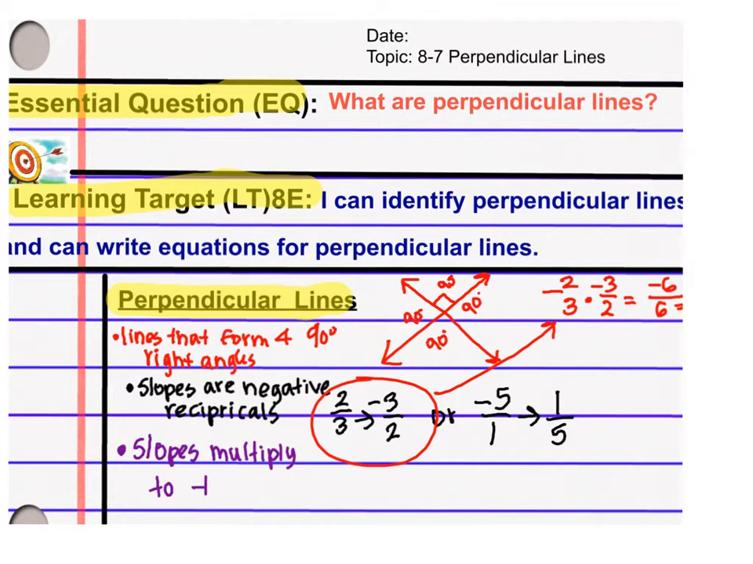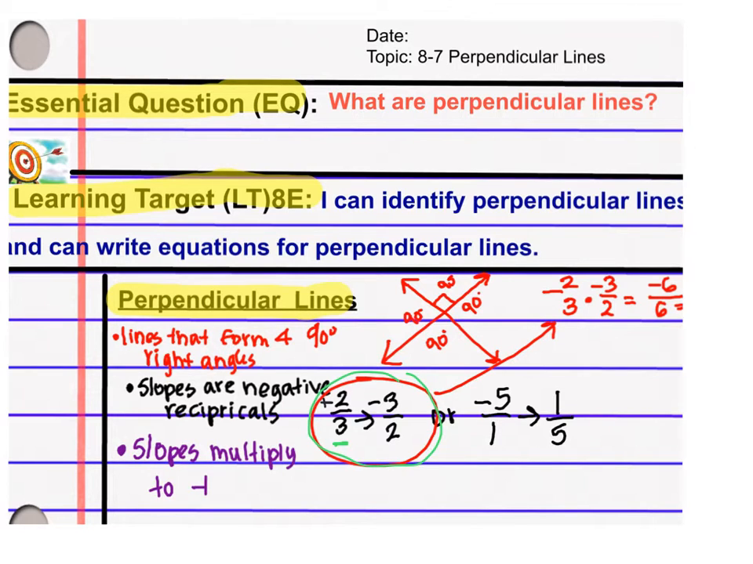So what is a perpendicular line? They are lines that form four 90-degree right angles. They are lines where the slopes, that's the black part, the slopes are negative reciprocals. So what does that mean? I'll kind of circle it in green. A negative reciprocal is basically a fraction that you flip. So I started with 2/3. I flipped the 3 and the 2, and then you change the sign. So if I have a positive 2/3, the negative reciprocal is -3/2.